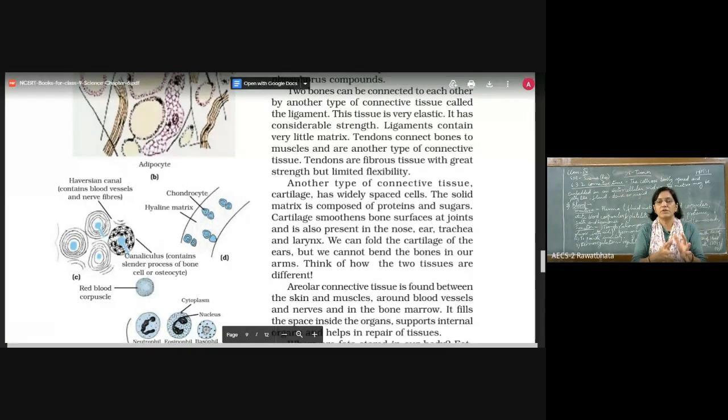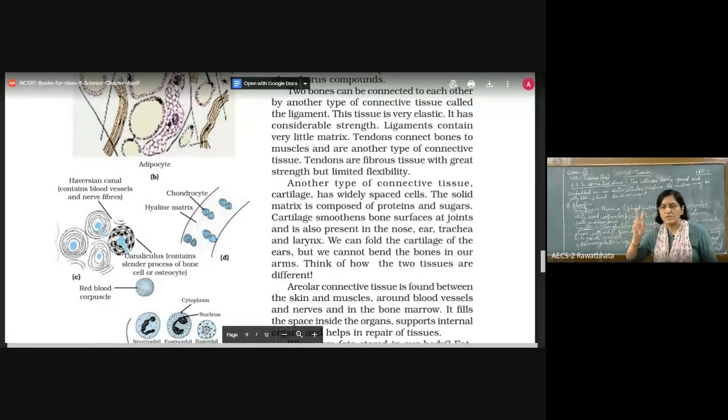Tendon is the connective tissue which binds muscles to bones. Now, common sense. If I'm sitting right now teaching you, and you are walking or running, it doesn't happen that my muscles run away and move out of the bones. They don't do that. Muscles are very tightly tied to the bones. That means the flexibility of tendon is very little.